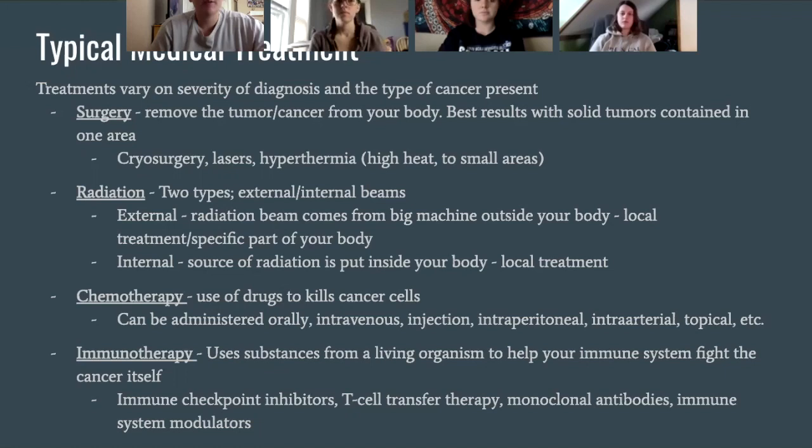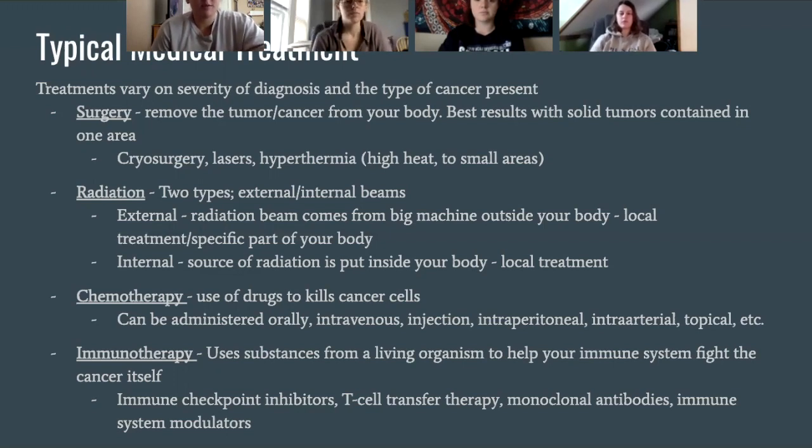Cryosurgery, lasers, and hyperthermia are also treatment options under surgery. So it's like high heat to small areas or cold to small areas to kill the cells. And then radiation, there are two types, external and internal. External is where the radiation beam comes from a big machine outside of your body. This is for local treatments, for a specific part of your body. And then internal is where the source of radiation is put inside your body. Again, it's a local treatment, but it's inside your body, like taken through a pill or something like that.